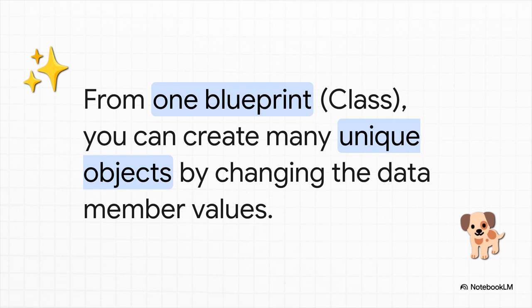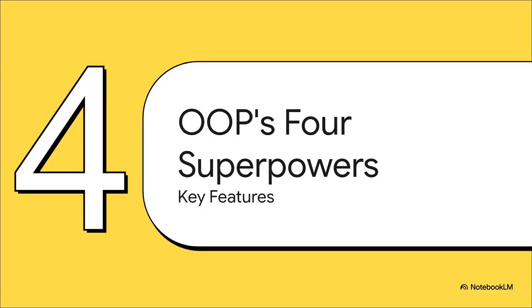We could make one object for a little white Maltese who's 2 years old, and another one for a big brown German Shepherd who's 5. See? Same blueprint, but different data gives us completely unique objects. So this whole way of thinking, building things with objects, unlocks some seriously powerful advantages that make programming way more organized, reusable, and just easier to scale up.